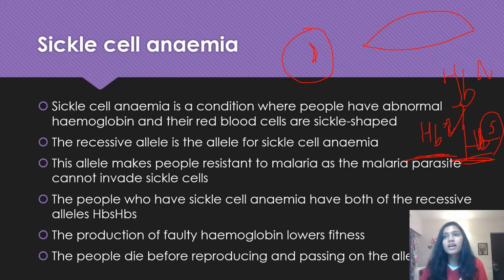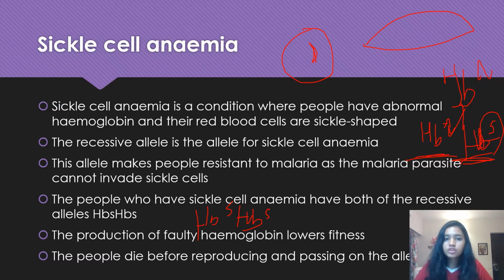They basically have a system to fight malaria out of the body because of the sickle cell anemia allele. Whereas the people who have both the recessive alleles, that is HBS, HBS, they are homozygous recessive, as we have learned in chapter 17, they acquire sickle cell anemia. Now, acquiring sickle cell anemia means that you can die very soon because I just explained to you what it does to you in your arteries, okay?